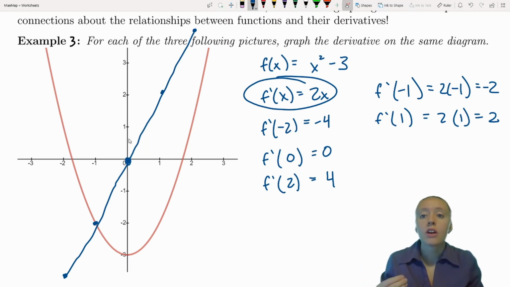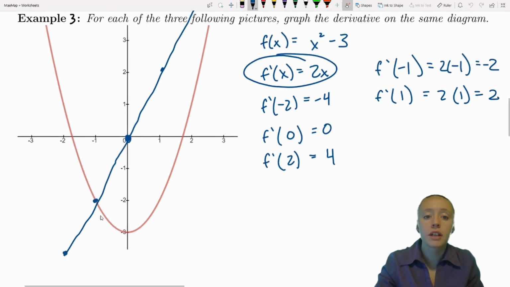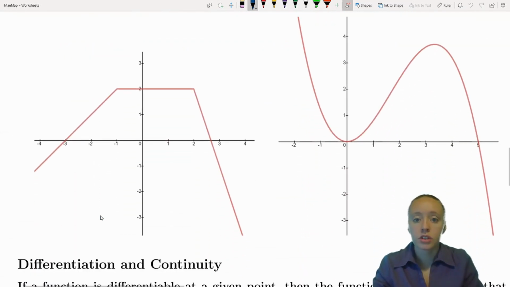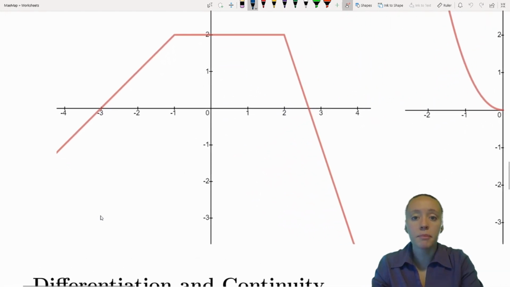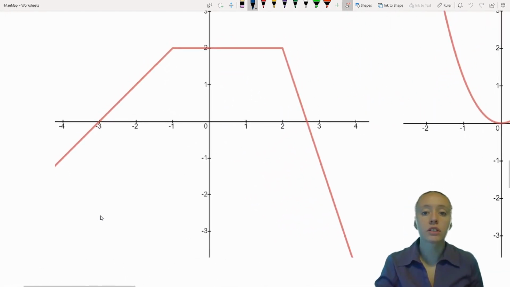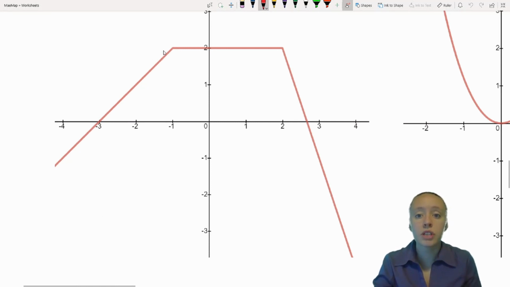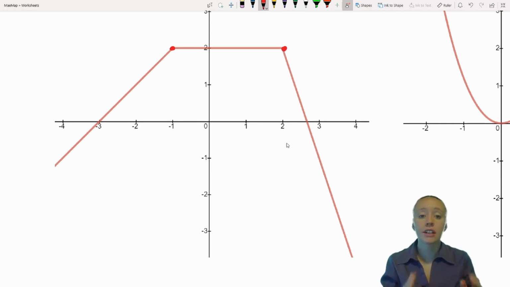But again, all we need to do is think about what the slope of our function is at that point and attempt to graph that. So let's move on to our next graph. Here, we're looking at some piecewise function. And remember, what did we say? At a corner or a cusp, our derivative is undefined. So I have two separate corners at -1 and at +2 in the x, so I know I'm going to have an undefined derivative at those two points.